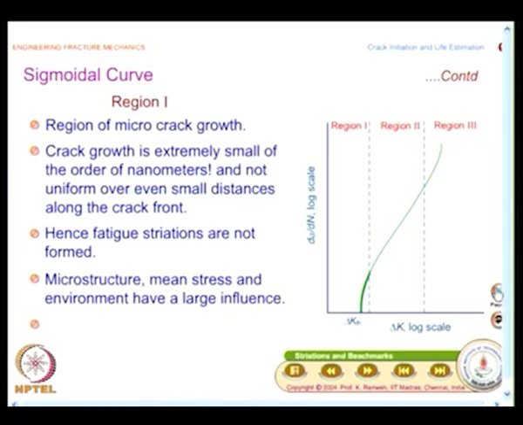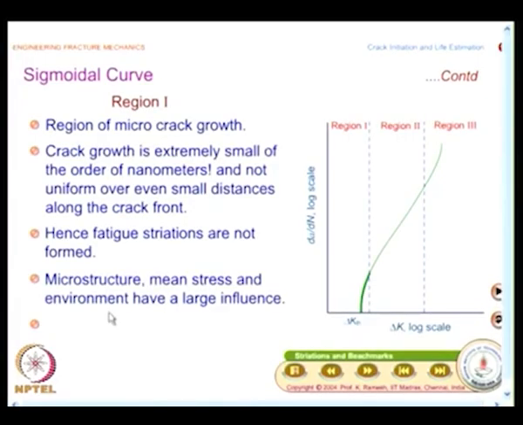And what are the aspects that influence the microstructure of the material? Mean stress and environment have a large influence. As I mentioned, the metallurgists play with the microstructure so that they are in a position to delay the crack initiation phase, and mean stress does play a role. You have to know whether you are operating at higher values of R, and environment also has a large influence.